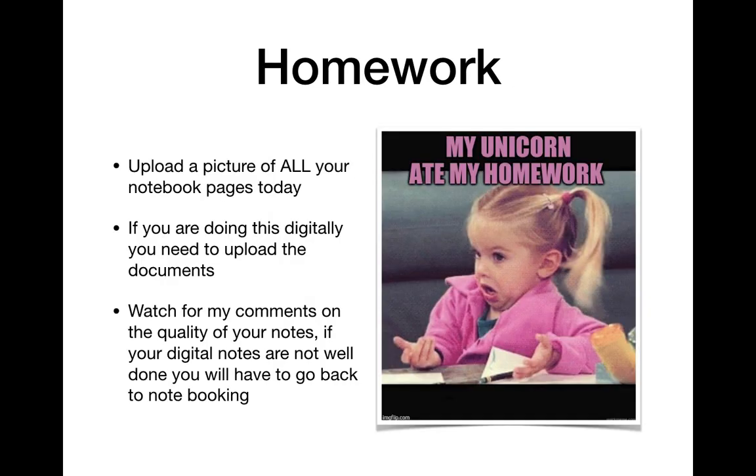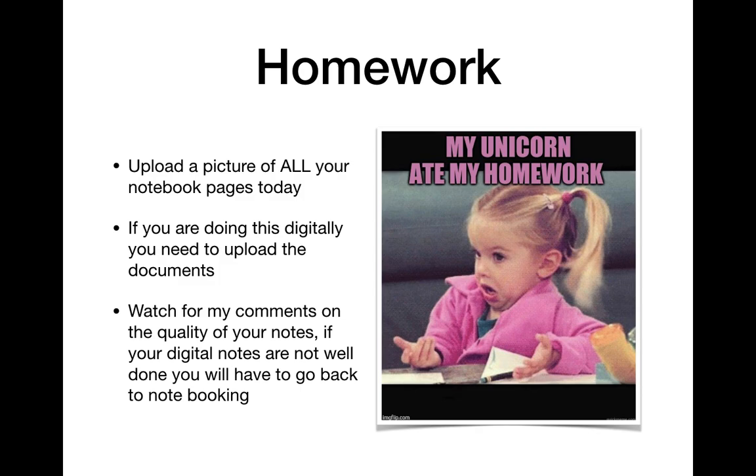Okay, so that's it for today's lesson. What you need to do now is upload pictures of all your notebook pages to the post of the lesson that has a link attached. You can also upload the documents if you're going to do it digitally. You need to attach all the pages to me today so I can see how they're working and mark you present for the lesson. You have today and tomorrow to do this, so this is going to be due on Wednesday. Wednesday we'll have a second lesson of the week.